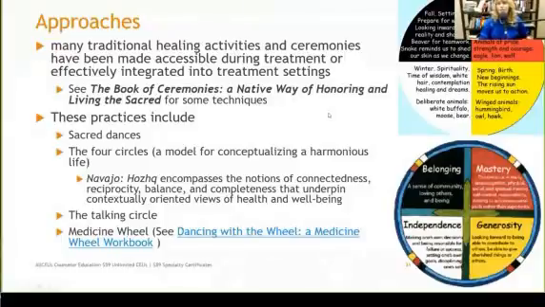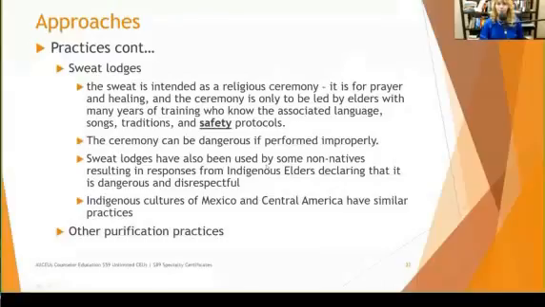And the medicine wheel can be done not only as a text like this, but it can also be made on the ground, so someone is sitting in the center of the medicine wheel or approaching certain aspects of the medicine wheel. Dancing with the Wheel, a medicine wheel workbook, is a really good primer overview of what that's about.